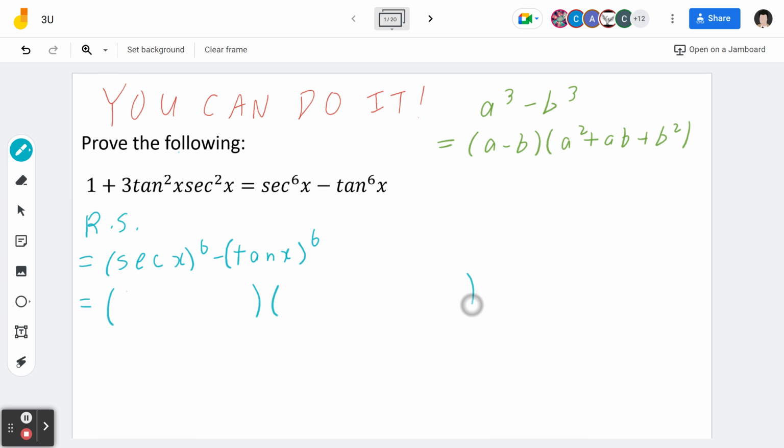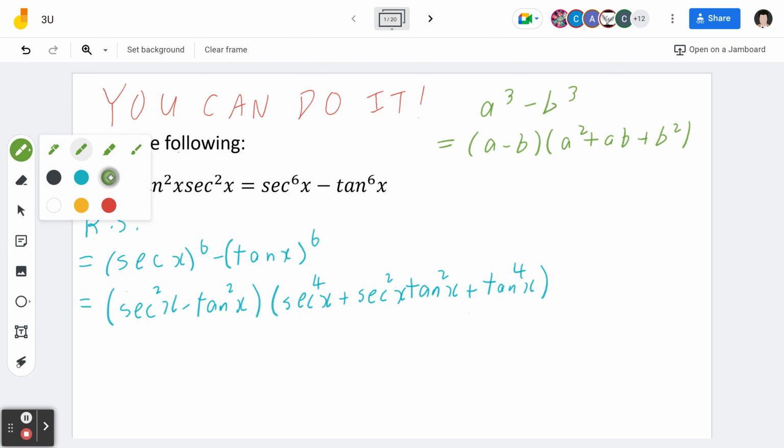So if you think about this, secant x to the power of 6 is the same thing as saying secant x squared cubed, right? So this is secant x squared minus tan x squared. You have to square the first term, so secant x squared squared is going to be secant x to the power of 4. If you look at the middle terms, you're going to multiply them. So it's going to be plus, and maybe I'll put the bracket in a different spot here, plus secant x squared tan x squared, plus, again, tan x squared squared is going to be tan x to the power of 4. So step one, we're applying the difference of cubes.